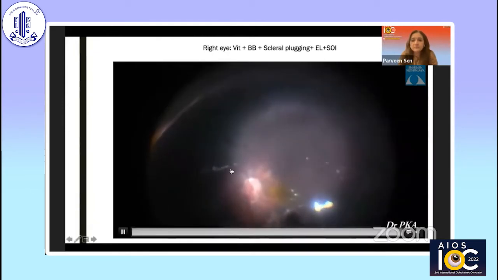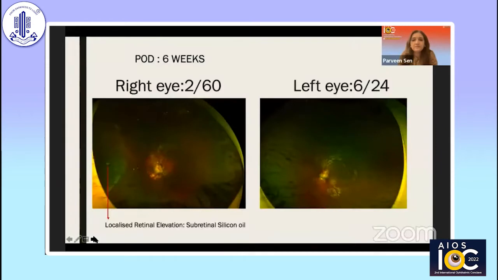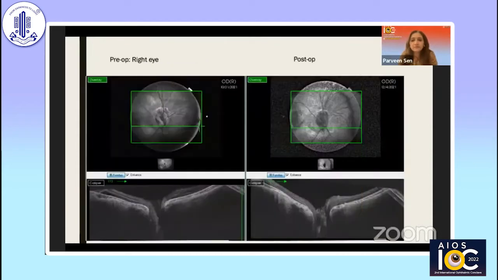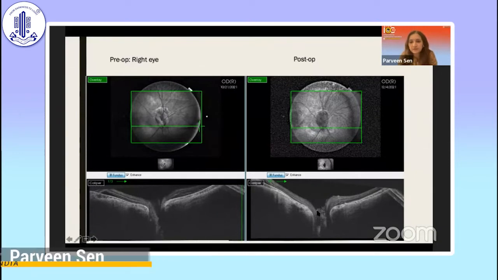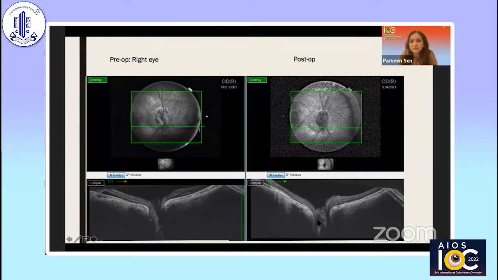So this was after the surgery, and 6 weeks after surgery, post-operative period, vision maintained at 2/60. The retina in the macular area is well attached, but here you can see there's a localized area of elevation, and I suspect this to be subretinal silicone oil. The left eye was quite all right, and if you see the OCT of the right eye, you can see that this area of macula is actually fairly well attached, and you can see this is the pre-op, and this is very well attached as compared to the pre-op picture, and you can see the tissue plugging into the disc as well, so this is closed as well.